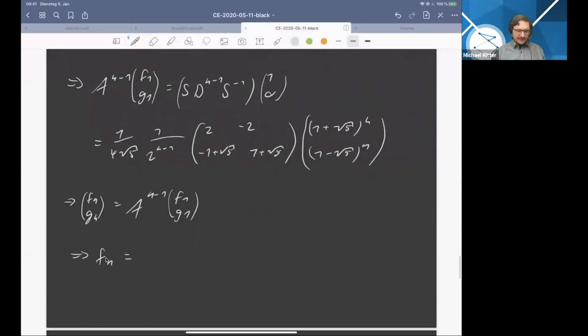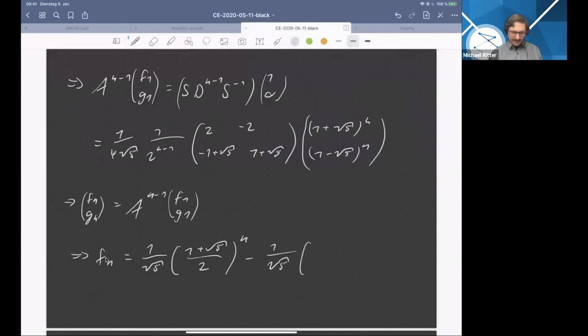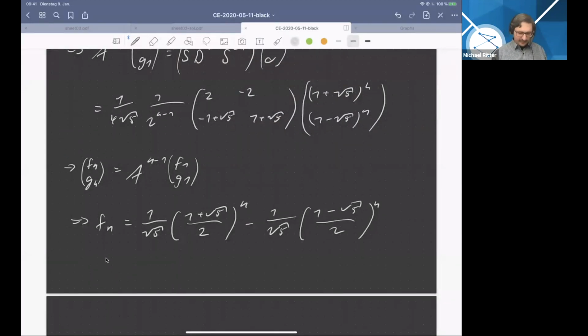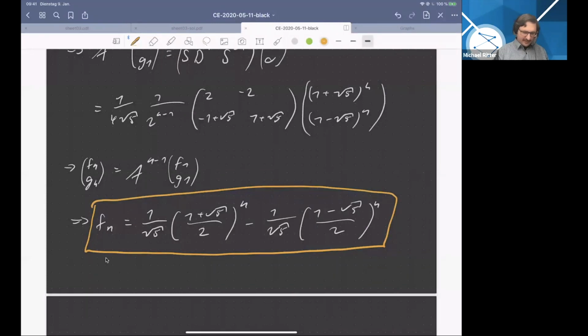And if you do this, the result is 1 over the square root of 5 times ((1 plus square root of 5) over 2) to the n, minus 1 over the square root of 5 times ((1 minus square root of 5) over 2) to the n. Okay, so that looks pretty complicated, but it's actually an explicit formula. You just have to substitute in the n, and then you can compute the value of fn. And surprisingly, this actually yields an integer number.